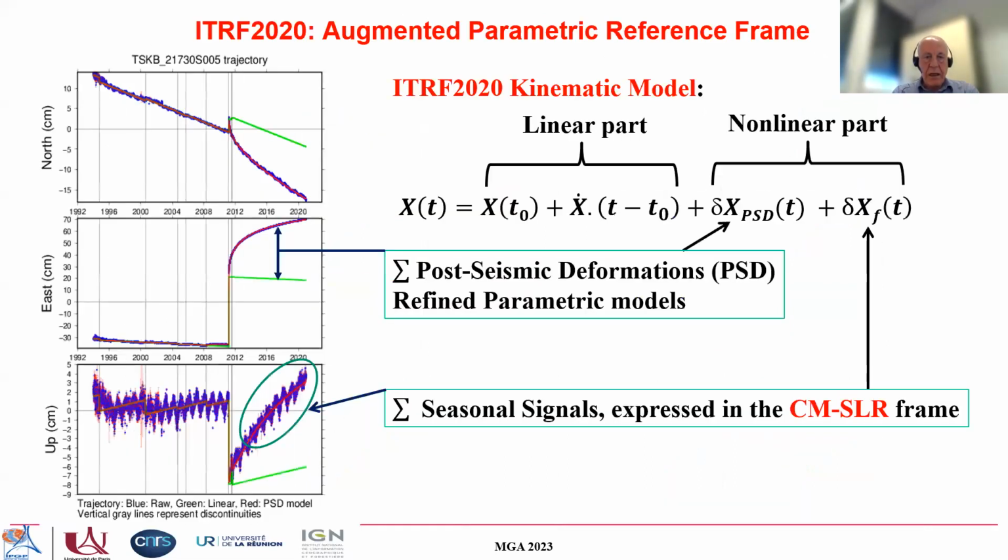Now, the IHRF 2020 is an augmented parametric reference frame, and this is the kinematic model. You have on one side the linear part of that model, position at T0 and velocities, and then the non-linear part, which has two components, the post-seismic deformation parametric models, PSD, and the seasonal signals that are expressed in the center of mass of the SLR frame.